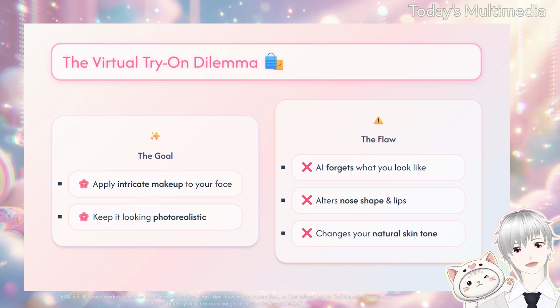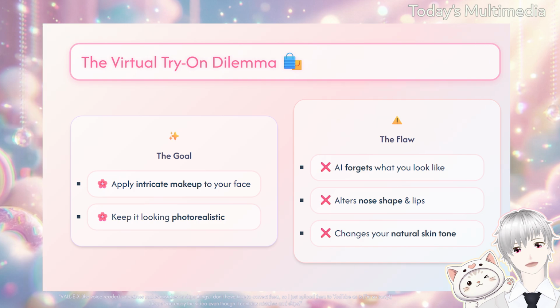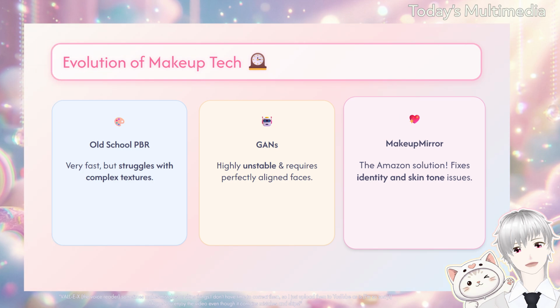Even worse, if you have a different skin tone than the model in the reference picture, the artificial intelligence often changes your skin tone to match the model. That totally ruins the virtual try-on experience, because you're no longer looking at yourself in the mirror. You are looking at a weird blend of you and a stranger. Compared to older technologies, this is still a tricky challenge.